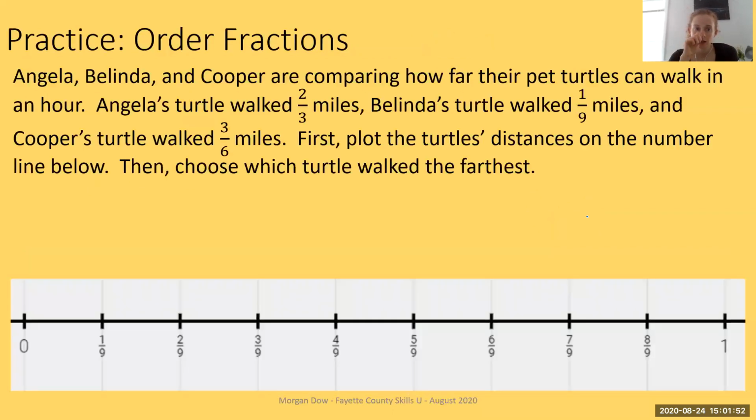All right, let's get a little extra practice with this before we wrap up today's lesson. So, Angela, Belinda, and Cooper are comparing how far their pet turtles can walk in an hour. Angela's turtle walked 2/3 of a mile. Belinda's turtle walked 1/9 of a mile. And Cooper's turtle walked 3/6 of a mile. First, plot the turtles' distances on the number line below. Then, choose which turtle walked the farthest.